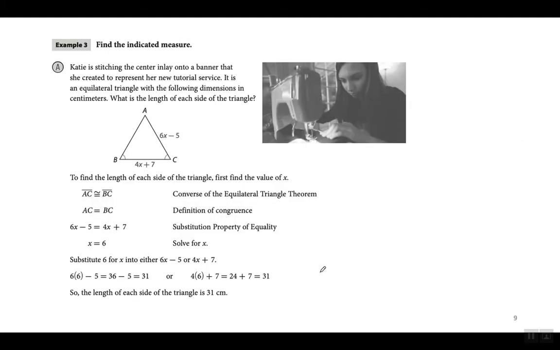Alright, so let's look at our first problem here. Katie is stitching the center inlay onto a banner that she created to represent her new tutorial service. It is an equilateral triangle. That's the important part. It's an equilateral triangle. So that means that all 3 sides are congruent, with the following dimensions in centimeters. What is the length of each side of the triangle?